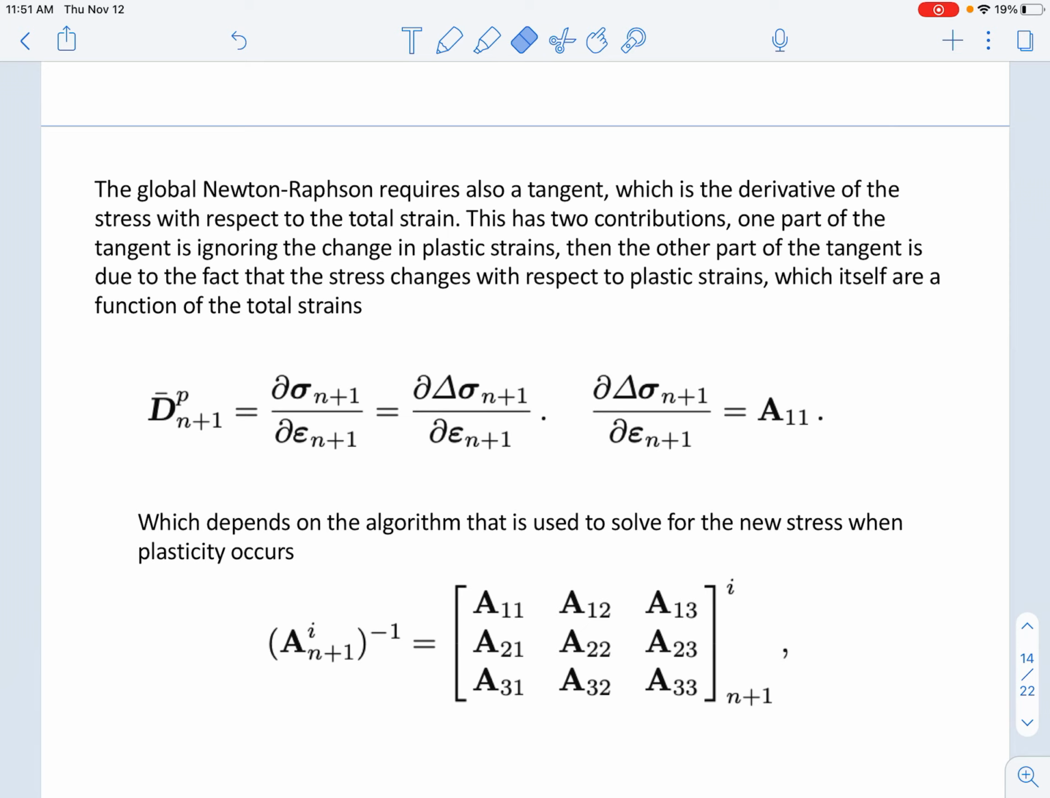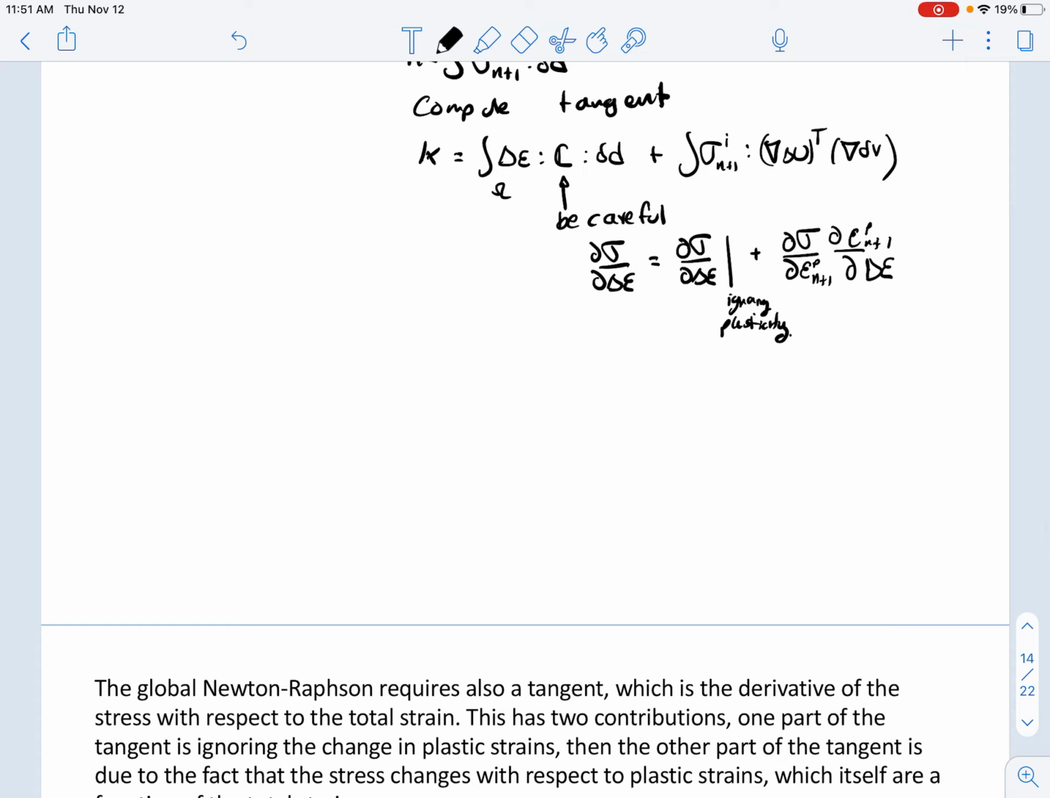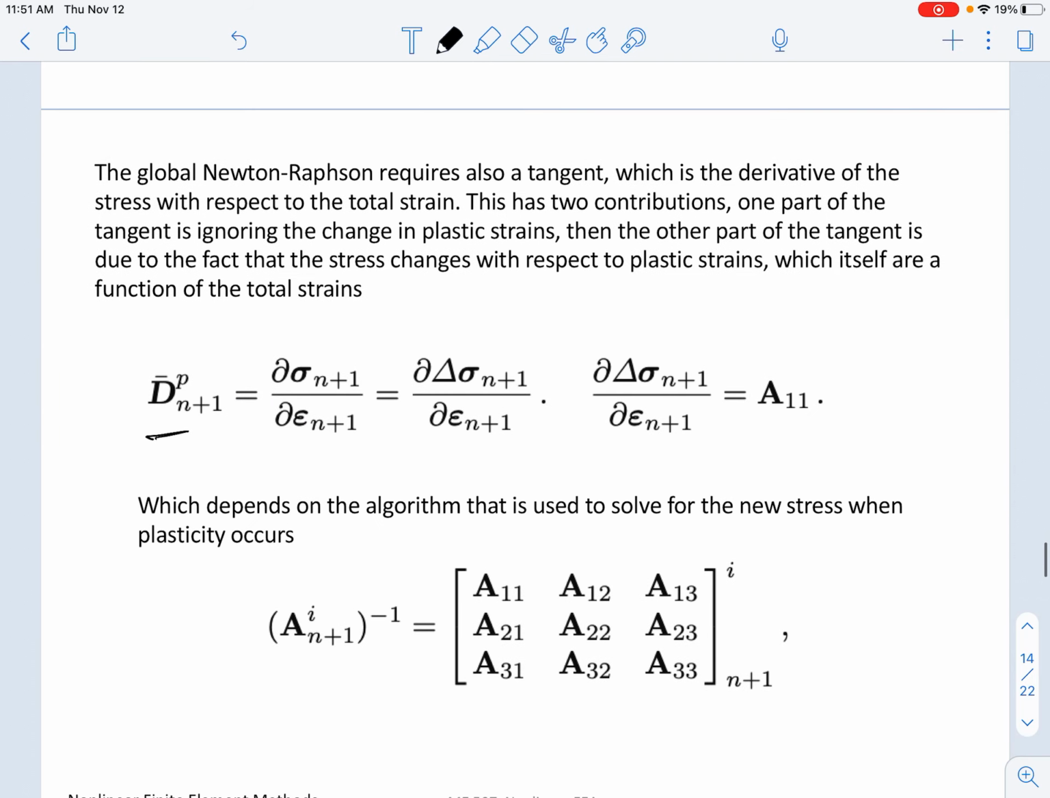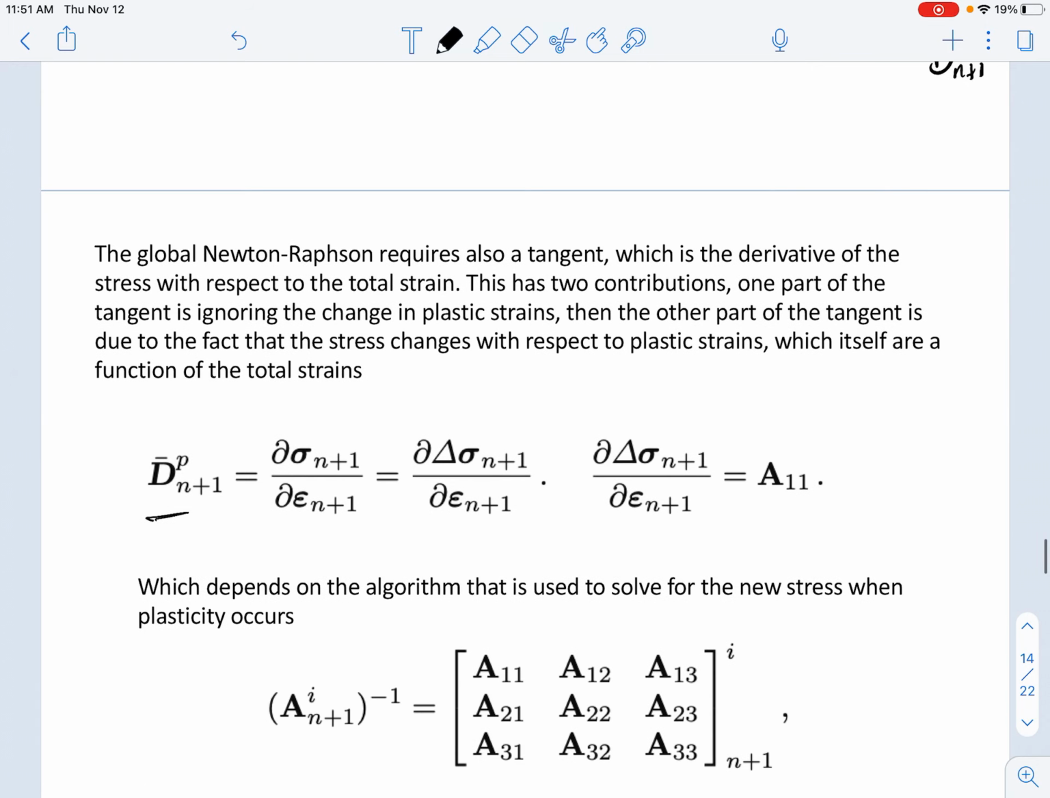In the book, they give the part for this second part of the tangent. So this one, which is the sum of everything that depends on the plastic. So this is everything related to change in stress due to plastic deformation. And so this depends on the equations that you are solving for the plasticity problem. And let's call this dpm plus 1.